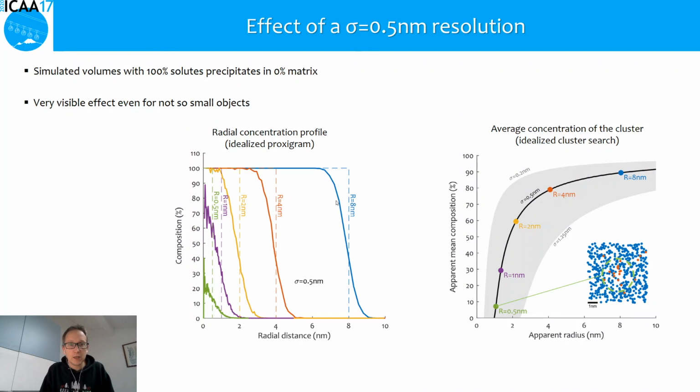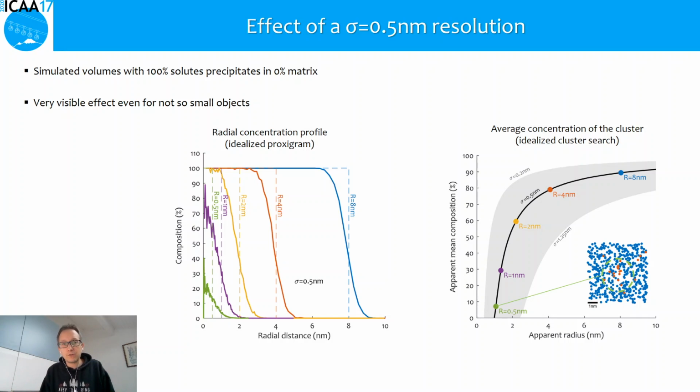on the left, what we did is for different sizes of spherical precipitates, we measured the radial concentration profile. So it's really an ideal proxygram that we did here. And you see that, for instance, for the big ones, it's supposed to be a step there. It's 100% and then 0. But in fact, you see that the interface is diffuse, but that's fine. And for smaller ones, as big as 1 nanometer already, you see that the composition at the core is only 70% here, and for the 0.5 nanometers, it's only 20%. So even on a 1D profile, the concentration at the core is no more 100%.